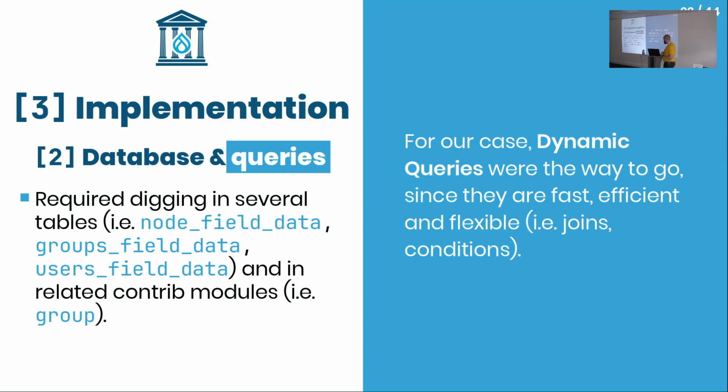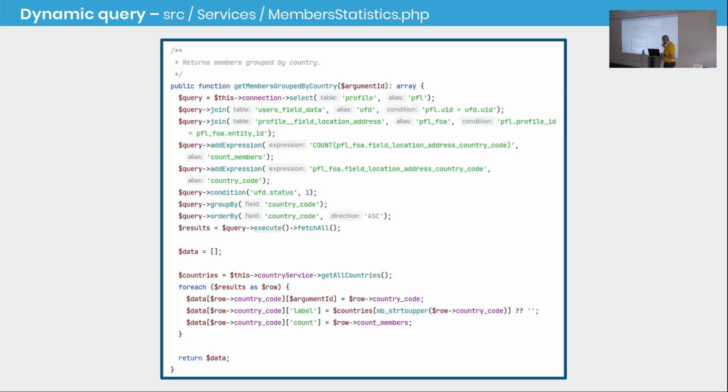One thing to notice about dynamic queries is that you have to take care of the access control yourself when you're using them, but we mostly didn't do that in the queries themselves because we had a more controlled way, a more centralized way in the access folder via the access roles. An example of such query, you can see that we take data from profile, users field data, profile, location address, and so on. We do some counts, we do some grouping, some ordering, and then we return an array to afterwards process and display the charts. This one returns members grouped by country.